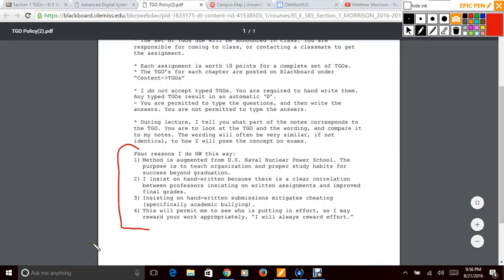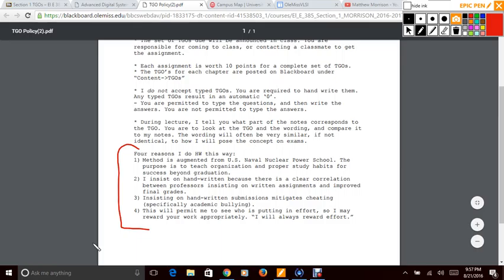Number two, I insist on handwritten because there's a clear correlation between professors insisting on written assignments and improved final grades. Spring of 2013, I was a teaching assistant, and I took over for my advisor who was very sick, and I taught the first third of the course the way he wanted it taught, and then after it was clear he couldn't come back, I then taught the last two-thirds of the course with the topical guide objectives. The average scores went up 10%. I want you all to succeed, and I want you all to succeed beyond my classroom.